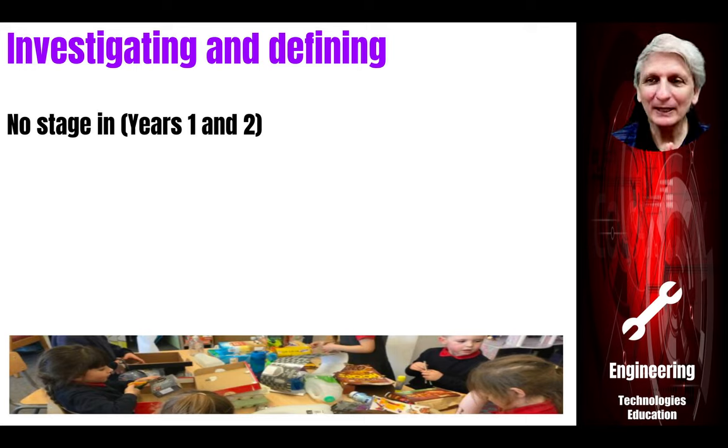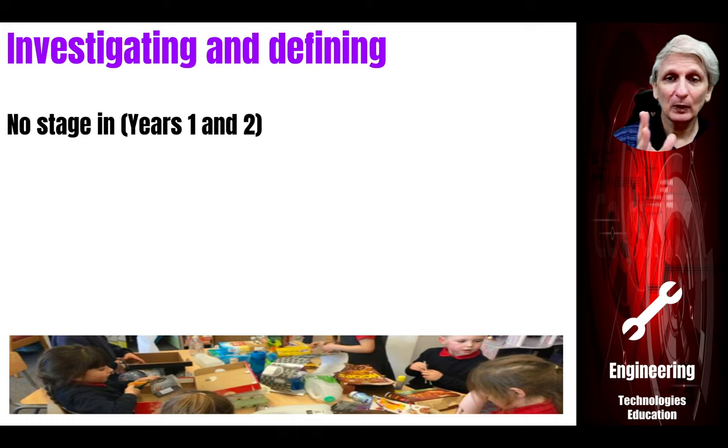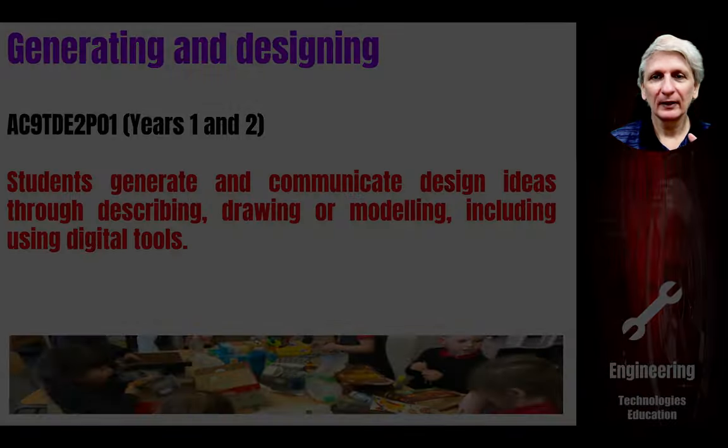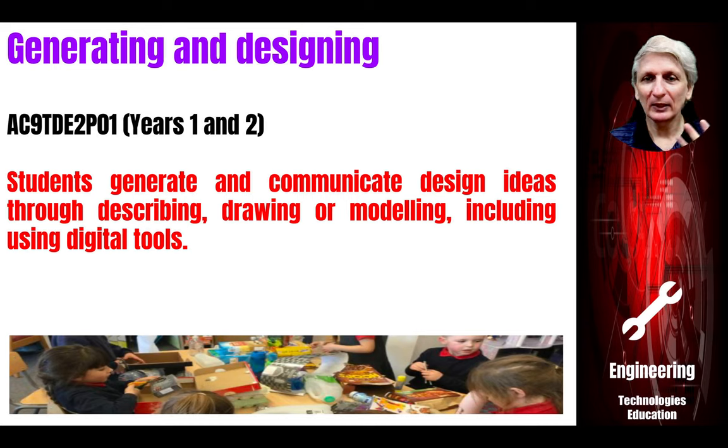Okay, now we get into the processes and production steps in technologies education. So first thing to note is in years 1 and 2 and in foundation, we don't have an investigating and defining stage in design and technology. We jump straight into the generating and designing stage. So students aren't expected to go off and investigate and define their solution criteria and specifications. That is generally provided to them by their teacher.